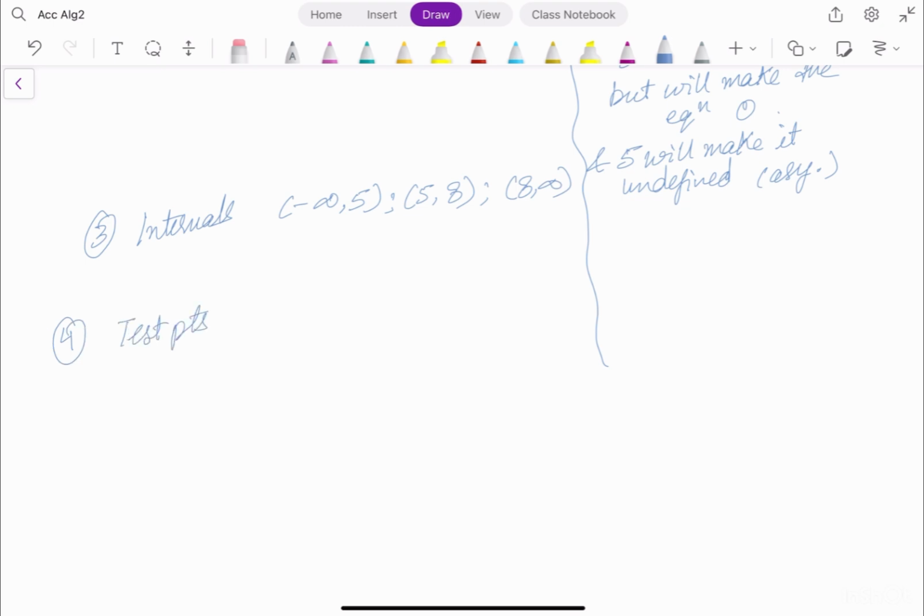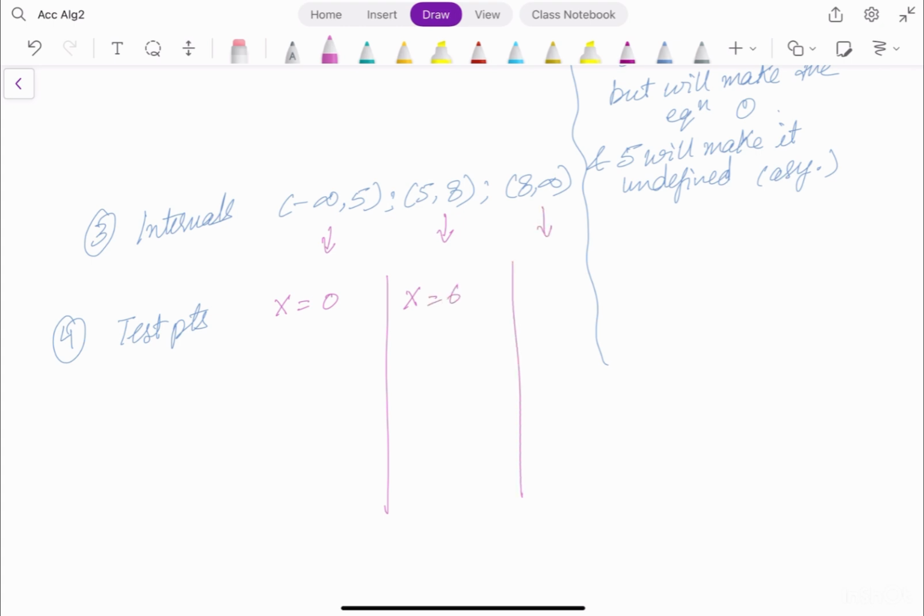Find the test points between all of these test intervals one by one. You can select any point you want. I'm selecting 0 for the first interval. For the second interval, I will select 6. And for the third interval, I'm selecting 10. Again, there is no need to evaluate, just check the symbols, whether it's positive or negative. So the 5th step is to check. Let's check one by one.